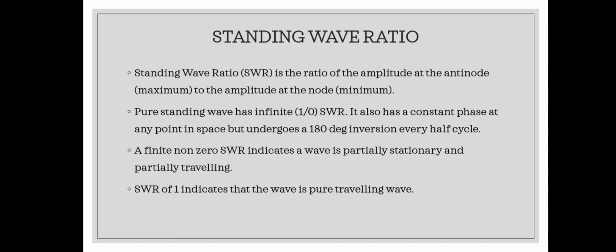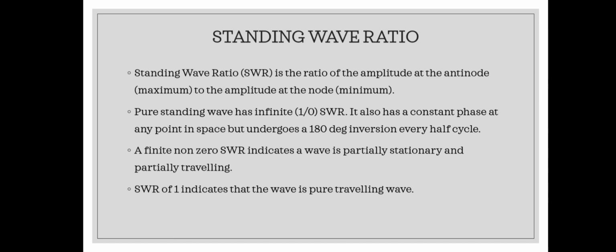So you know what antinodes and nodes are. A standing wave has infinite SWR. Why is that? Because we know that the antinodes are the regions of maximum displacement, so it's going to be some maximum value. But the amplitude of the node is 0, right? The nodes are stationary. They're not even moving back and forth. So we know that 1 over 0 is not defined, or infinity. Meaning if we can calculate this ratio, we know for sure it is a standing wave.